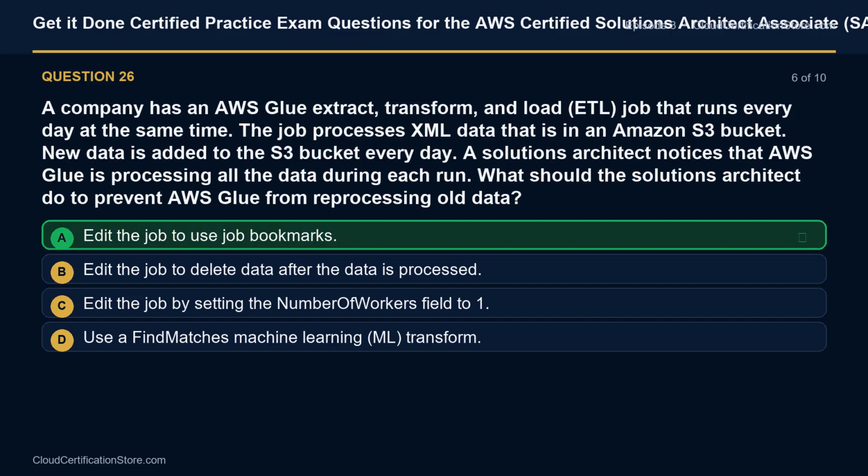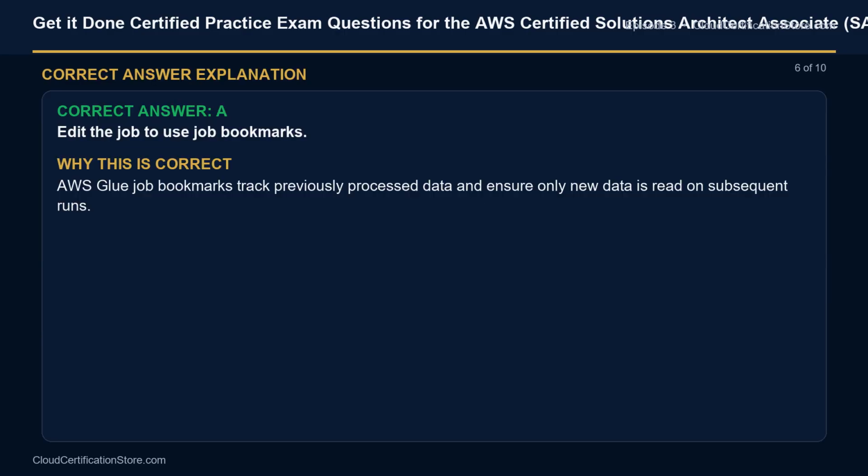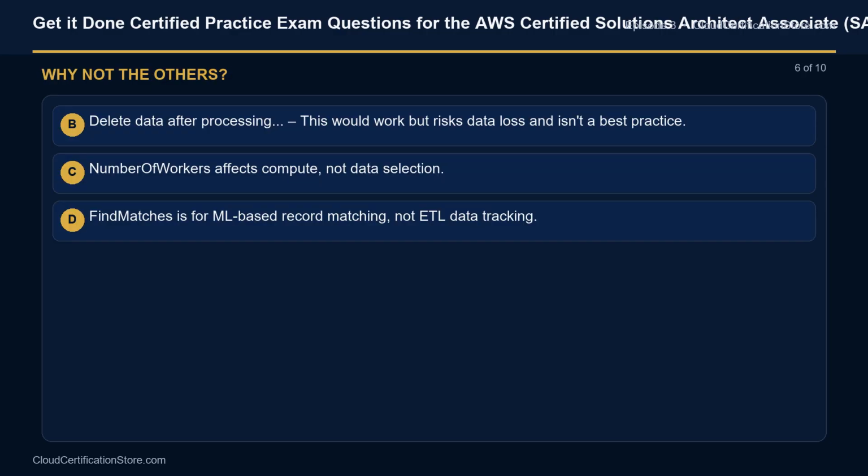The correct answer is A. Edit the job to use job bookmarks. Explanation: AWS Glue job bookmarks track previously processed data and ensure only new data is read on subsequent runs. Why not option B? Delete data after processing. This would work but risks data loss and isn't a best practice. Why not option C? Number of workers affects compute, not data selection. Why not option D? FindMatches is for ML-based record matching, not ETL data tracking.